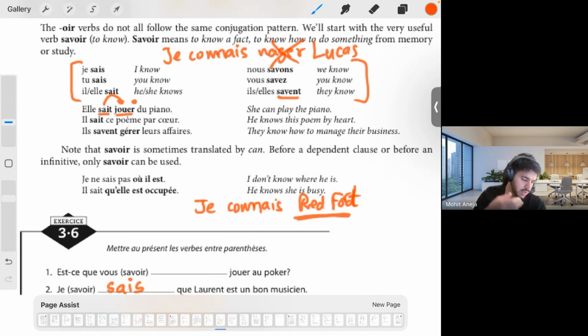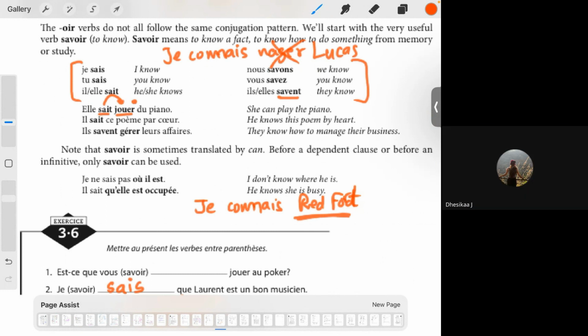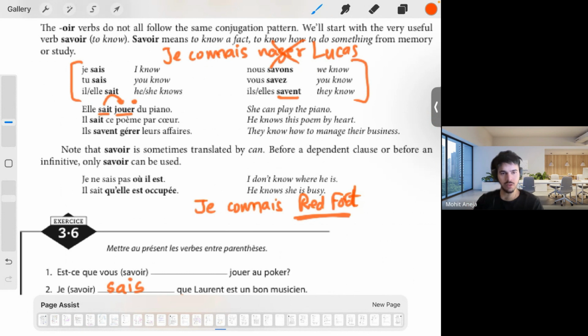So, for example, je ne sais pas où il est. Je sais où il est. I know where he is. It's a fact, right? Where he is, not a person. So this is actually an indirect object. So indirect objects always use savoir basically. So, for example, je sais quelle est médecin, I know that she is a doctor.